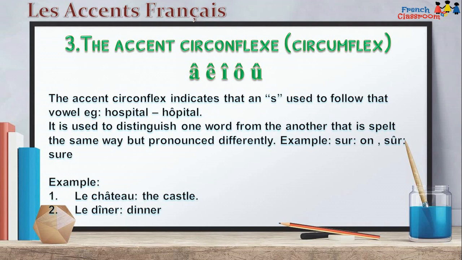It is used to distinguish one word from the other that is spelt in the same way but is written differently. For example, sur, which means on, and sûr, which means sure. Here, we are adding a circumflex on the letter U to distinguish between sur and sûr. Example, le château, the castle. Le dîner, dinner.